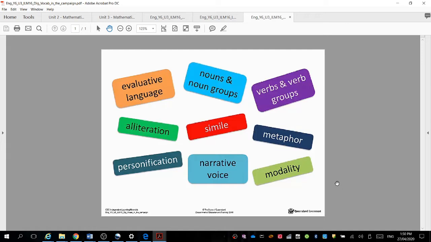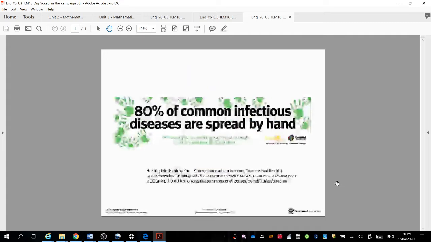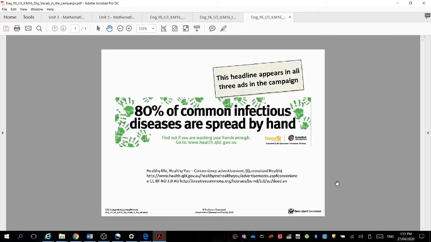Let's look at each part of the campaign to see how they have used carefully chosen vocabulary. According to Queensland Health, 80% of common infectious diseases are spread by hand. This is the headline that appears in all 3 advertisements in this campaign. So it seems obvious this is the most important fact they want to get across to people. Starting off with a statistic is a vocabulary choice that is designed to persuade the audience. 80% is a very large portion of people.